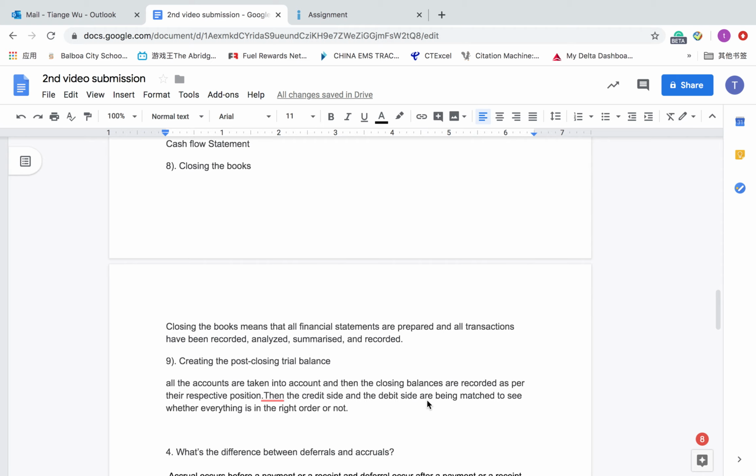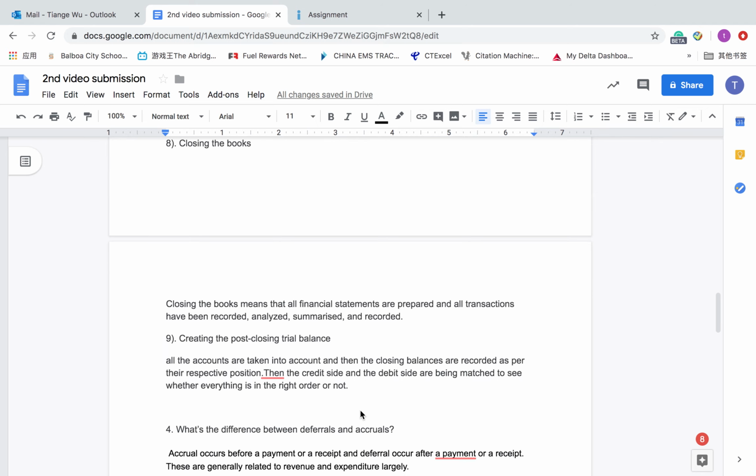And the final step is creating the post-closing trial balance. All the accounts are taken into account, and then the closing balances are recorded in their respective positions. Then the credit side and the debit side are matched to see whether everything is in the right order or not.